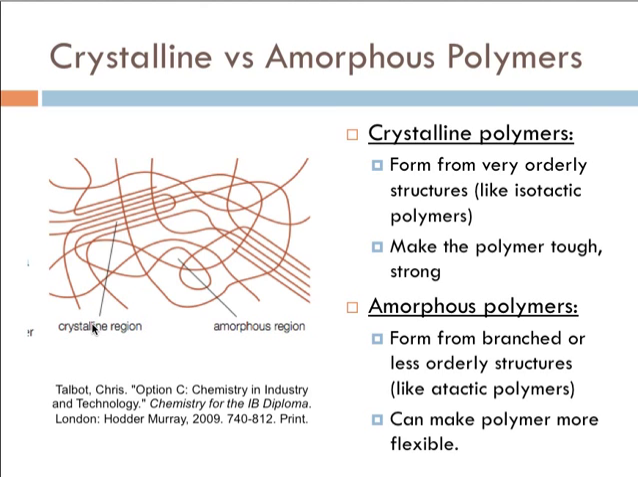We have crystalline polymers. These form very orderly structures. That would be the isotactic polymers. Those make the polymer tough and strong because you're going to have this regular pattern forming a crystalline region. An amorphous polymer is formed from branched or less orderly structures, like the atactic polymers. Because it's more disordered, it would be more flexible as a substance.